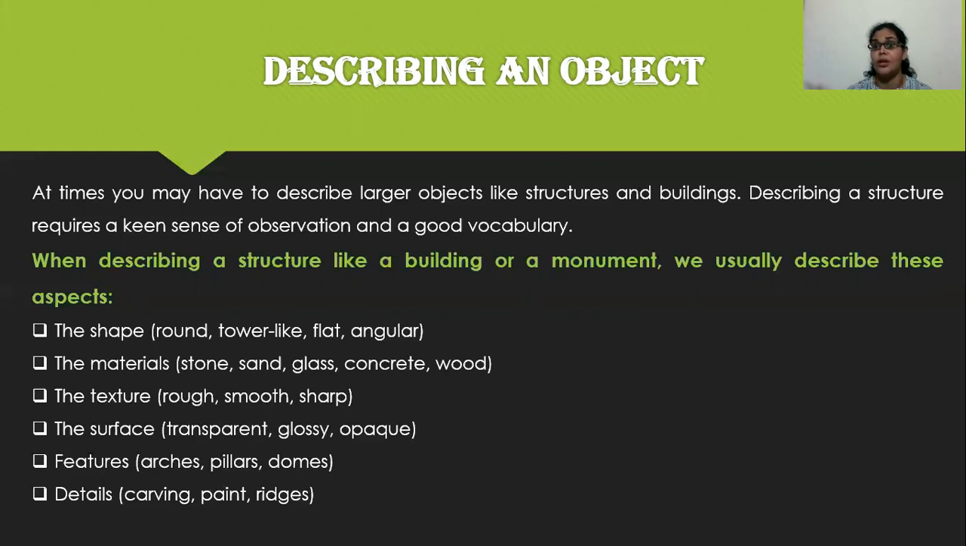The texture, whether it's rough or soft, the surface, whether it's glossy or transparent. Its features, like it's totally covered. When you talk about Warangal, it's the temple, the pillars of the temple. So describe its features, its details, what exactly is carved on it, the painting. When you're talking about monuments and structures, you should talk about all these main aspects. So I think you have a clear idea how to describe an object.